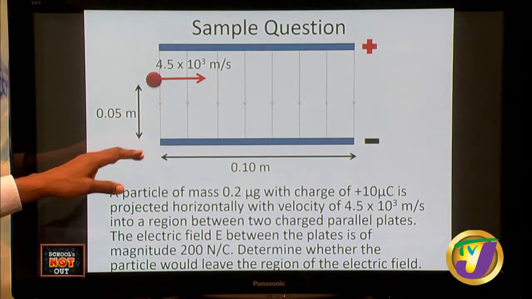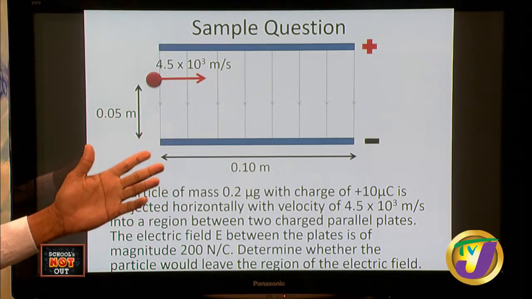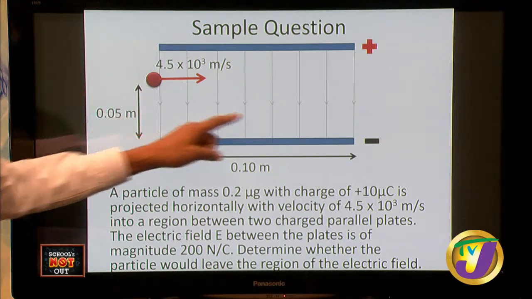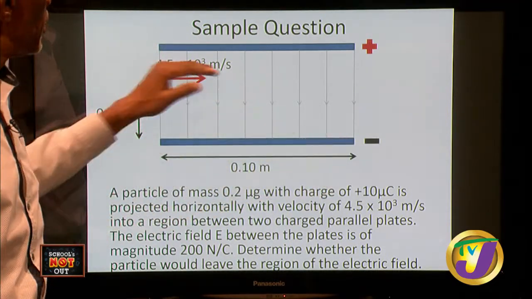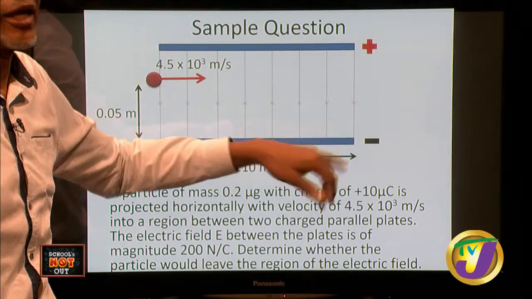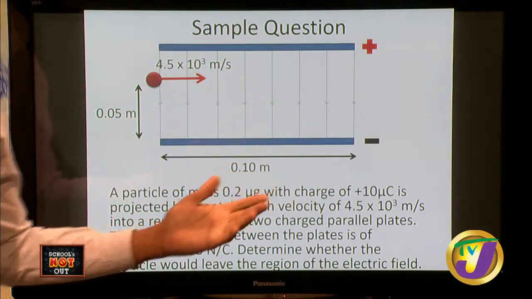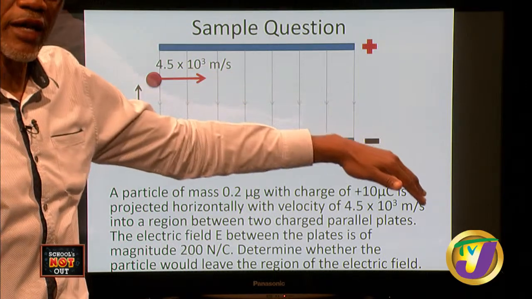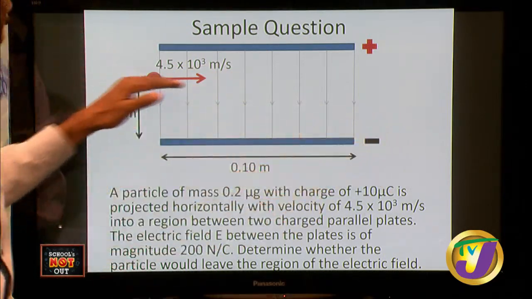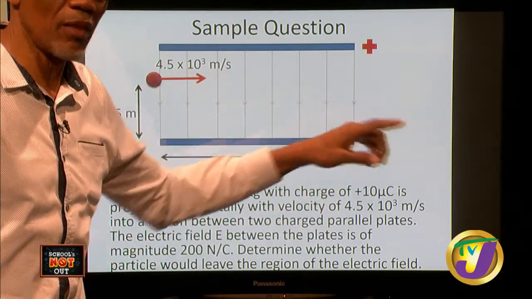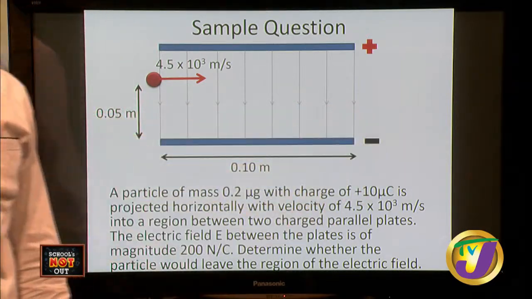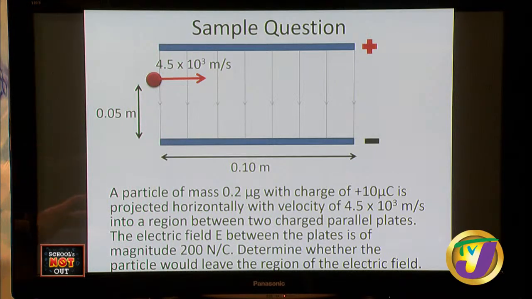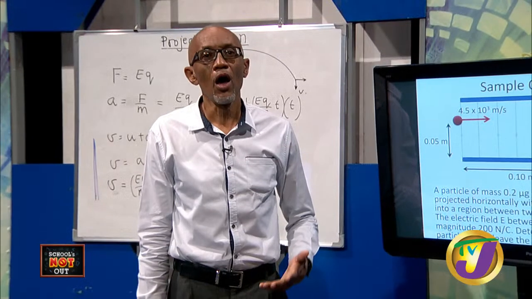All right? Now, what we're wanting to find out really, if the horizontal distance is anything less than 0.1 meters, that means this thing would have crashed into the plate and it hadn't left the field. If it is anything greater than 0.1 meter, we know that it would have escaped the field because it would not have met the plate within the 0.1 meter. So that's basically what the question is asking you.